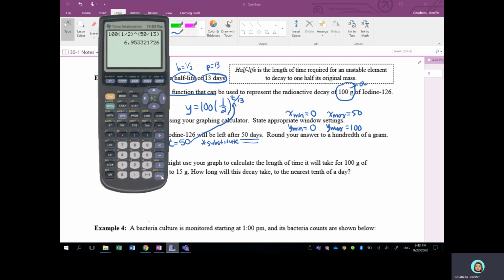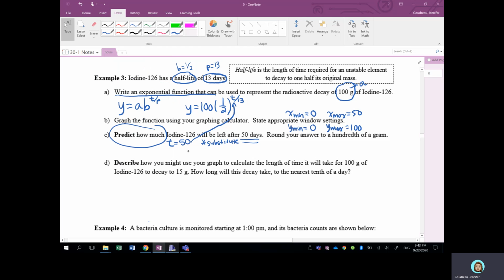So we hit enter and we get 6.95. So after 50 days, there is 6.95 grams left. So we'll write that answer down. Y equals 6.95 grams.